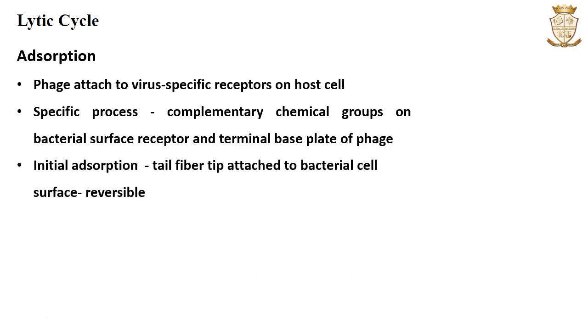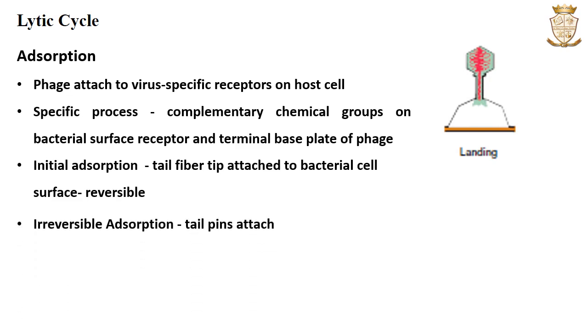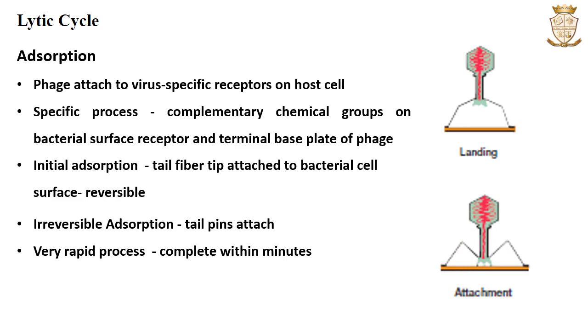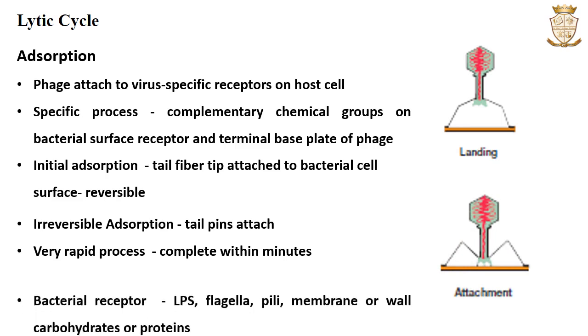The initial adsorption of the phage to the receptor is reversible since only the tips of the tail fibers are attached to the bacterial cell surface. After this, the tail pins will attach to the bacterial surface and the adsorption becomes irreversible. This adsorption is a very rapid process and will be complete within minutes under optimum conditions.